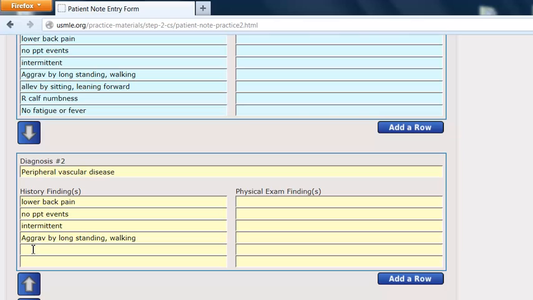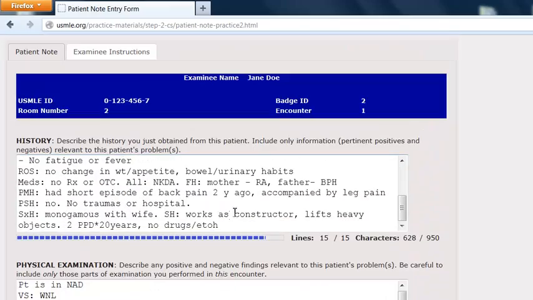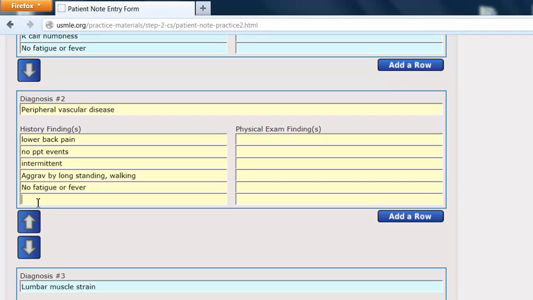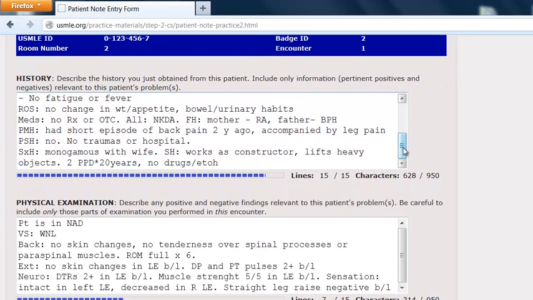Because our patient does not have any fatigue or fever, cancer diagnosis is unlikely. That's why this one is our pertinent negative finding. And for peripheral vascular disease, we can add smoking history. And occupation is a risk factor for muscle sprain.